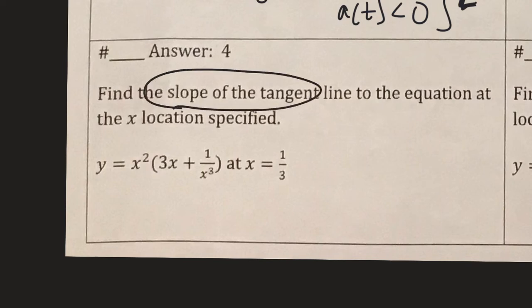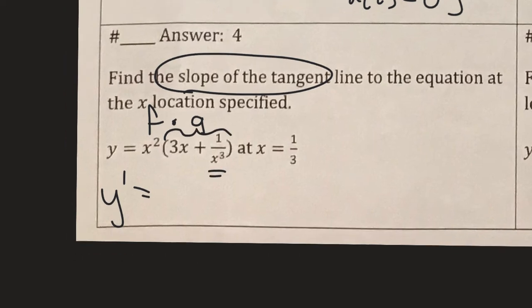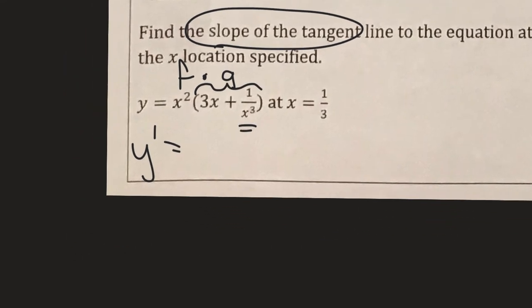Okay, the bottom one, find the slope of the tangent line. Once again, this is just looking for y prime. So this is a product rule. So this is f times g, where all of this is going to be your g. Now we might have some trouble finding the derivative of 1 over x cubed. So hopefully that won't be a problem.